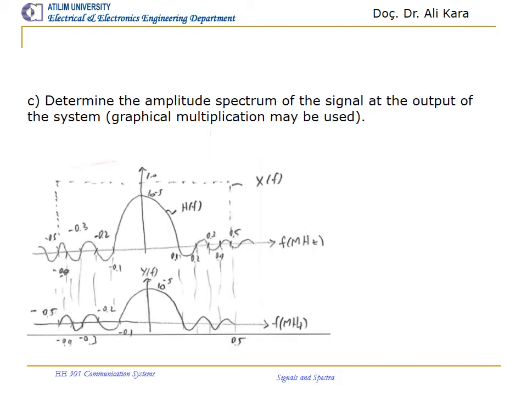In Part C, you will find the output of the system, where x(t) is the input signal and H(f) is the transfer function. You can do this by graph multiplication. The output is equal to input times the transfer function in frequency domain. Note that here, input signal is the rectangle drawn in dashed lines.